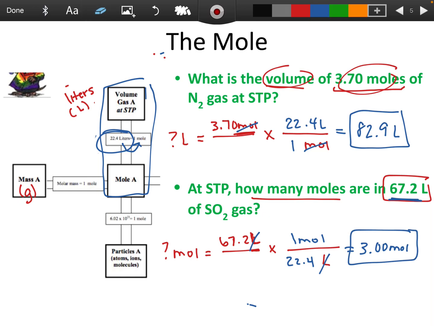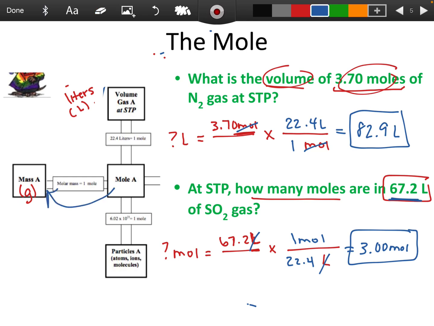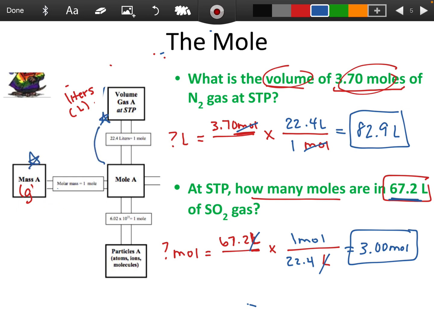When you're reading your mole map, as you're finding your starting and ending point from the problem, if you are going from particles to liters, that would be a 2-step problem. If you're going from moles to grams, that would just be a 1-step problem. So if you use your mole map, it actually tells you how many steps the problem will have. If you're going from volume to grams, that will be a 2-step problem.